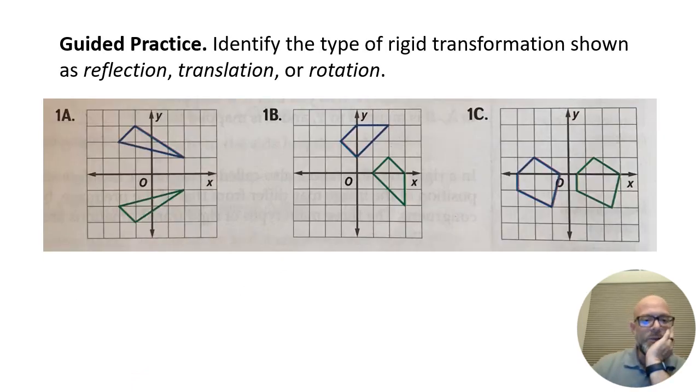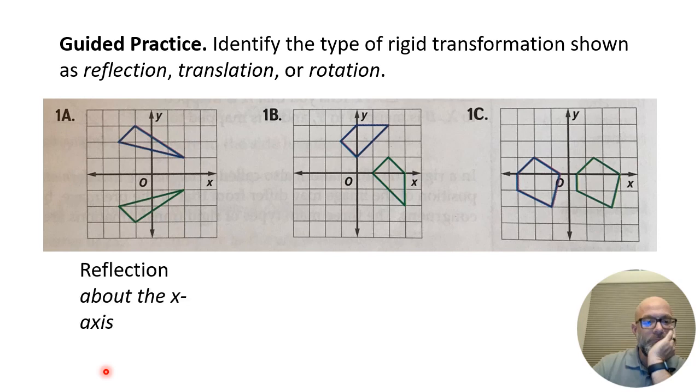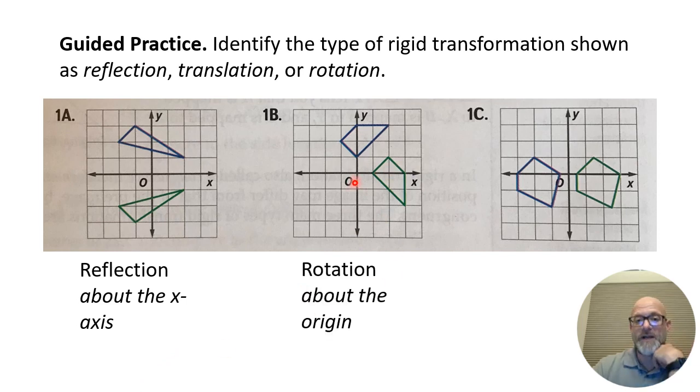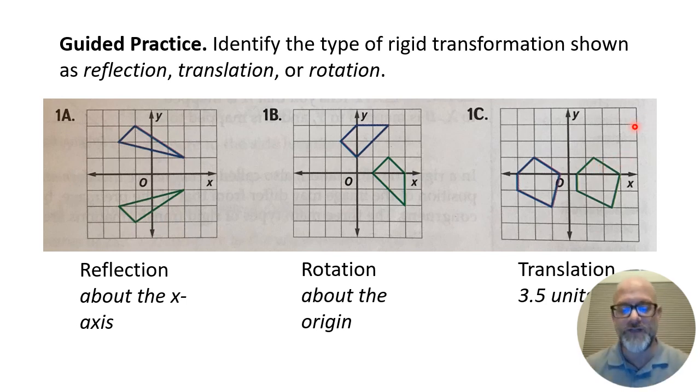All right, let's try some more. What do we think 1A is? It's a reflection about the x-axis. How about this guy here? Remember, blue to green. It's a rotation about the origin in the clockwise direction. Looks like about 90 degrees. The last one, it's a translation. And how many units are we moving from blue to green? Just look at the top here and the top here. 1, 2, 3.5. It's a translation to the right by 3.5. What would the translation vector be? It would be the vector 3.5, 0, which sends the object 3.5 to the right and up 0. Great.